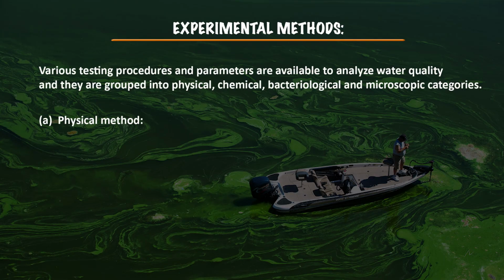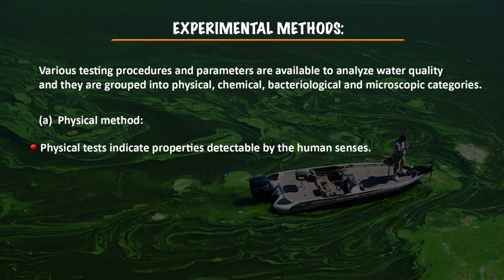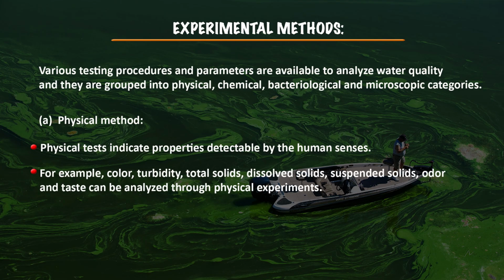First, we will see what the physical methods are. Physical tests indicate the properties which are detectable by the human senses, like color, turbidity, total solids, dissolved solids, suspended solids, odor and taste, that can be analyzed through physical experiments.